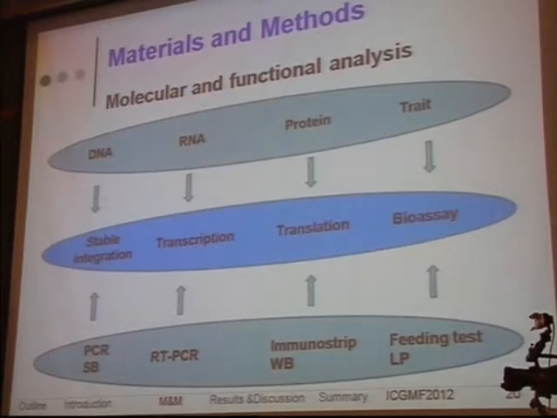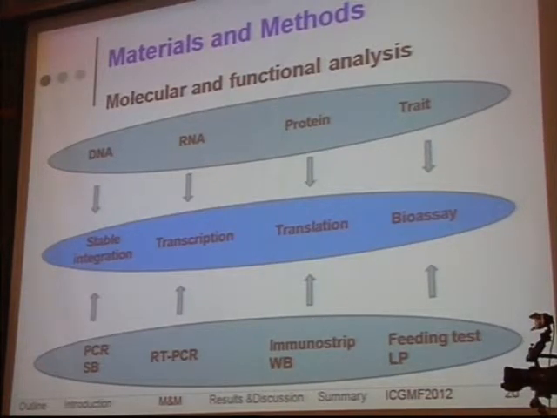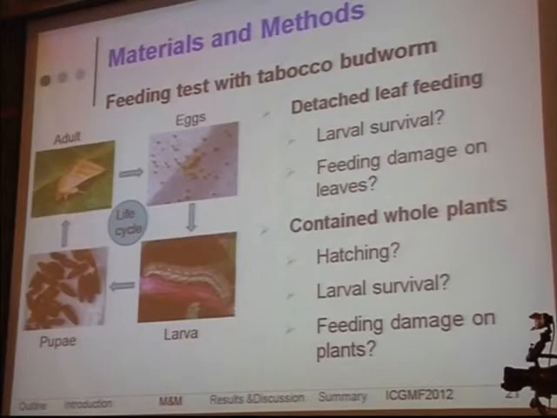For molecular characterization, of course, we go through all these steps from DNA, RNA, protein, using different systems: PCR, Southern blot, transcription, and translation analysis. We're using different methods which I will show you briefly.